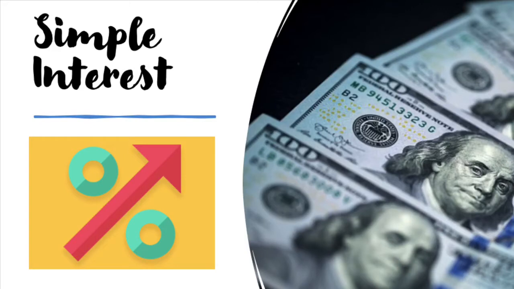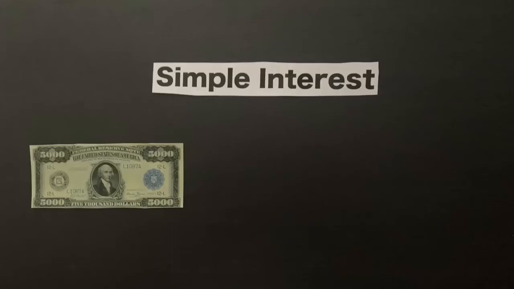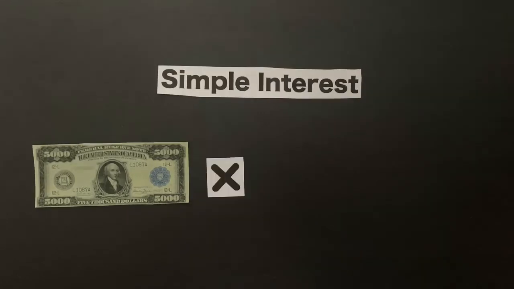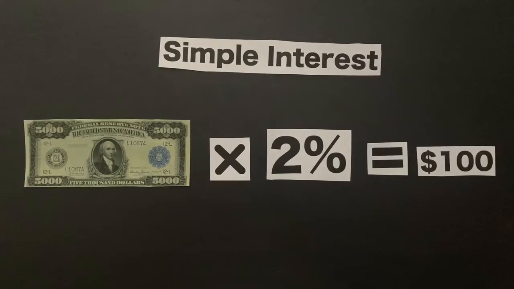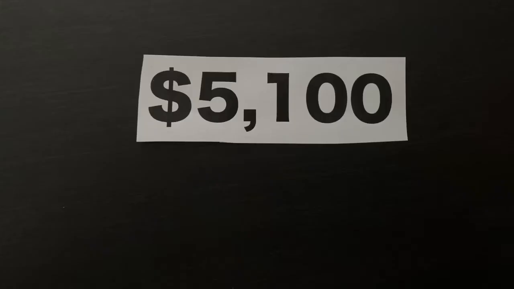Simple interest is, well, pretty simple to understand. Let's begin with an example. I deposit $5,000 into a bank account that offers me 2% in simple interest per year. 1 year after putting my money into my bank account, the bank gives me $100, or 2% of $5,000. The total balance of my bank account is now $5,100 after 1 year.